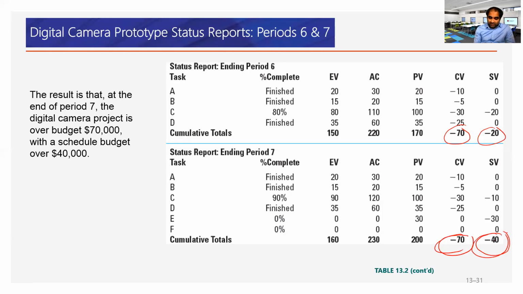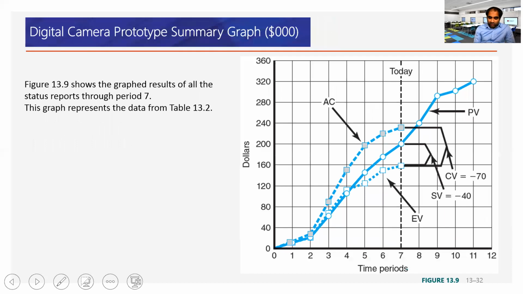End of period 7, we can see the total earned value, actual cost, and PV, and the variances. If you plot it in a graph, at the end of period 7, this is the planned value. Simply put the numbers and connect them to plot the graph. Same goes for earned value and actual cost. So here we can see we need to recalculate the budget. For what? To calculate EAC, estimated cost at completion.